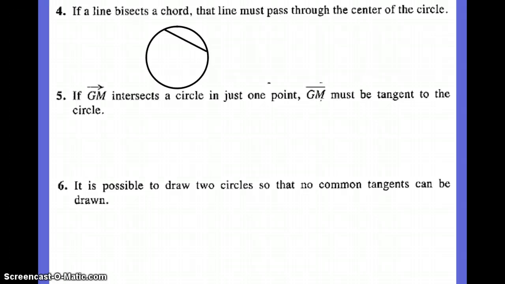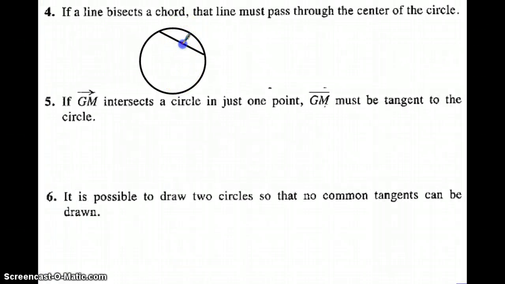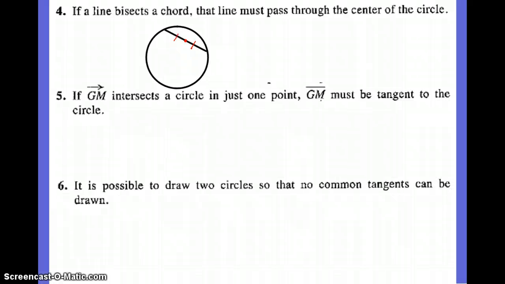Alright, here we are, number 4. If a line bisects a chord, that line must pass through the center of a circle. So okay, here I've got a circle and I've got a chord. I'm going to go ahead and draw any line that bisects this chord. Well, any line that bisects the chord just has to be a line that goes through this midpoint. And they say any line that goes through that, they did not say it had to be perpendicular, and that's the thing that they're trying to get you on here.